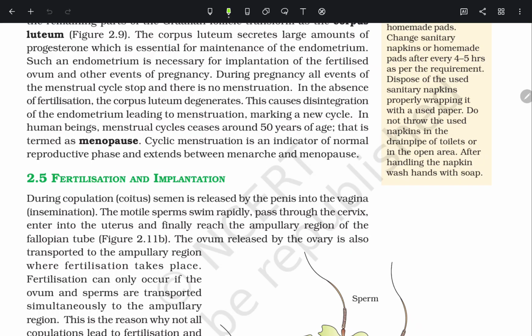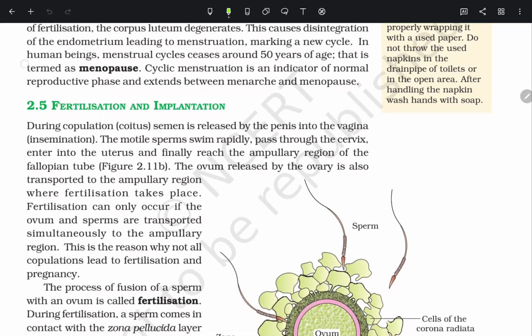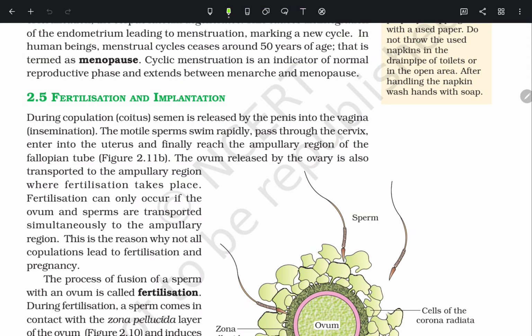In human beings, the menstrual cycle ceases at about 50 years of age, which is termed menopause. Cyclic menstruation is an indicator of the normal reproductive phase and extends between menarche and menopause.